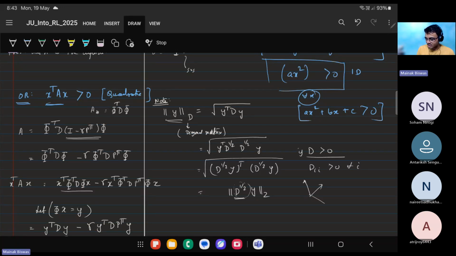So if you have a vector with components y1, y2, up to yd, you are rescaling it as root d1 y1, root d2 y2, up to root dd yd. And then you take the L2 norm, right? Is the intuition clear?